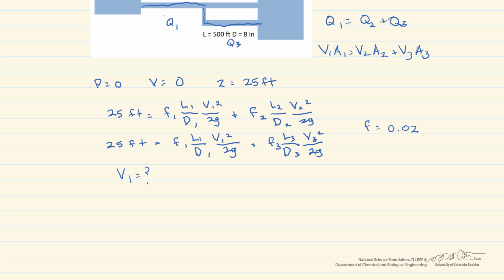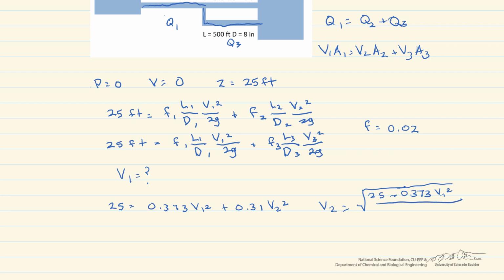So let's write these two equations in terms of V1. For the first equation, putting numbers in, we have 25 is equal to 0.373 V1 squared plus 0.31 V2 squared, and therefore we can write V2 is equal to the square root of 25 minus 0.373 V1 squared, divided by 0.31.